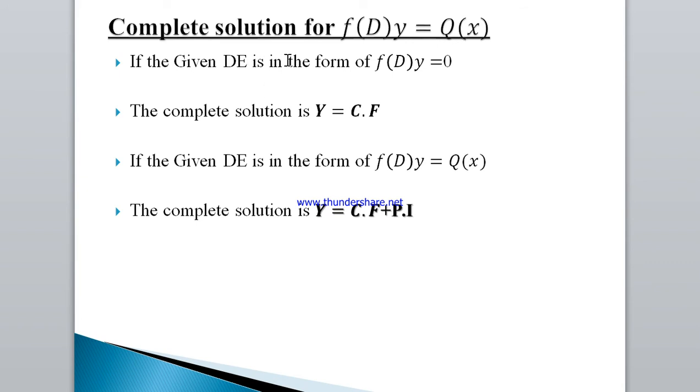If the given differential equation is in the form f of D into y is equal to 0, meaning q of x is equal to 0, the complete solution y is only the complementary function. If the given differential equation is in the form f of D into y is equal to q of x, you need to write y is equal to complementary function plus particular integral. You need to remember these two points. If f of D into y is equal to 0, the solution is only the complementary function. If the equation is in the form f of D into y is equal to q of x, the solution is y is equal to complementary function plus particular integral.